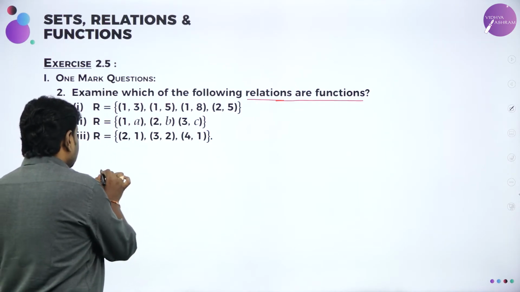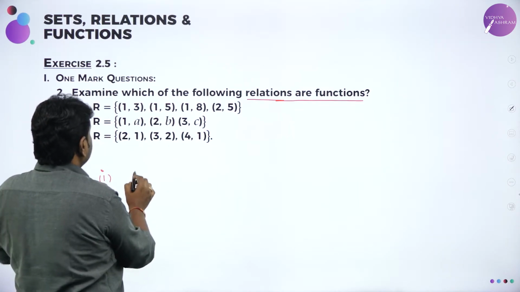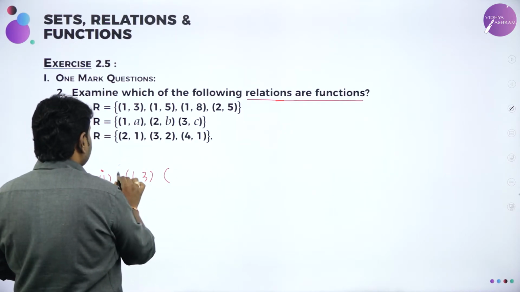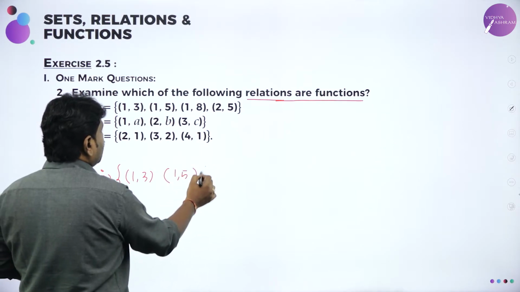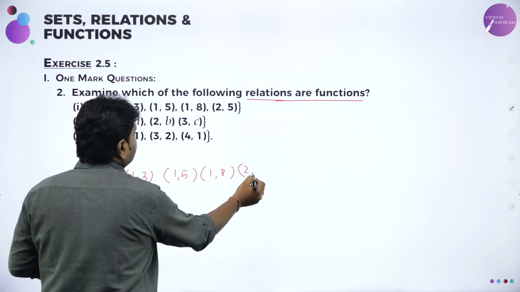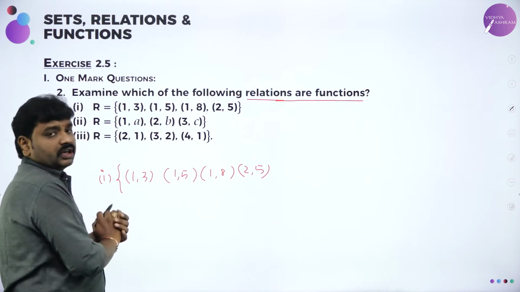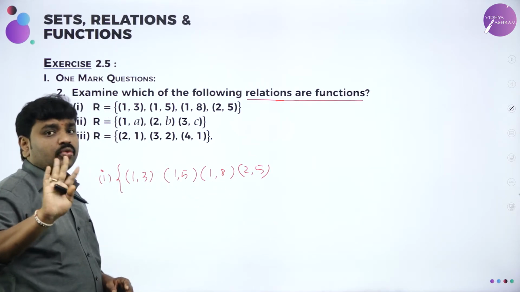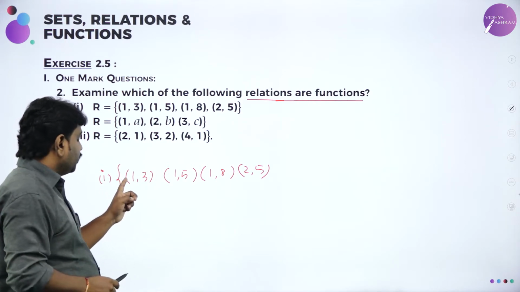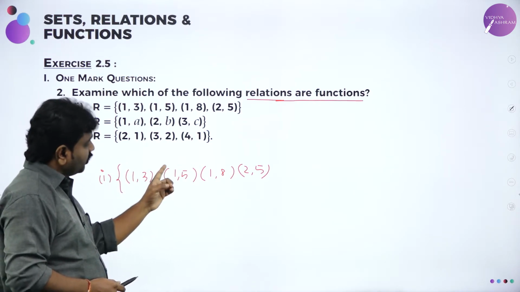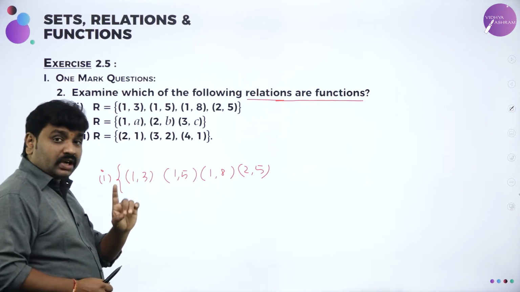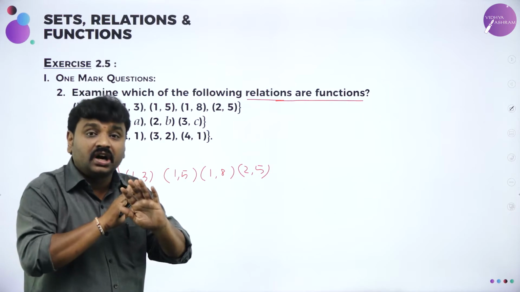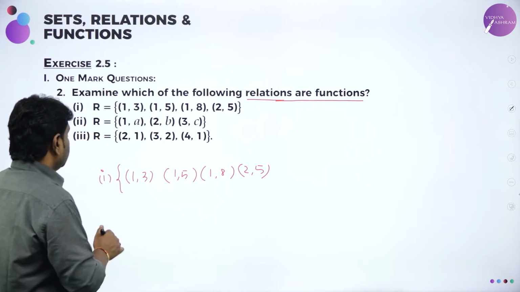First one, please observe, in R they gave 1 comma 3, 1 comma 5, 1 comma 8. So we read this as image of 1. What is image of 1? 3. Image of 1 is 5. See, one element should not have more than one image. Here image of 1 is 3, image of 1 is 5, image of 1. So for one element we have more than one image. If you have more than one image, it is not a function. So this is not a function.